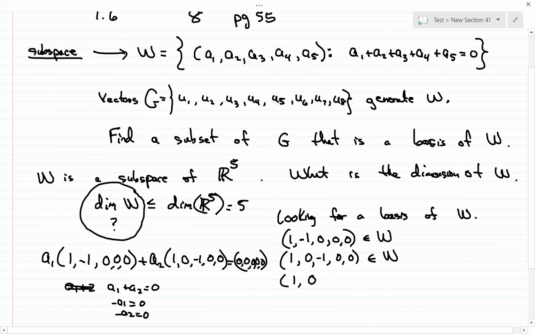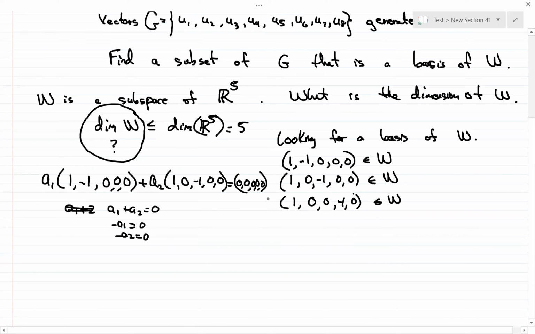What about 1, 0, 0, -1 here? Certainly that's in W. And what about 1, 0, 0, 0, -1? All of these are in W. Are they all linearly independent? I don't know. Let's check that real quickly.